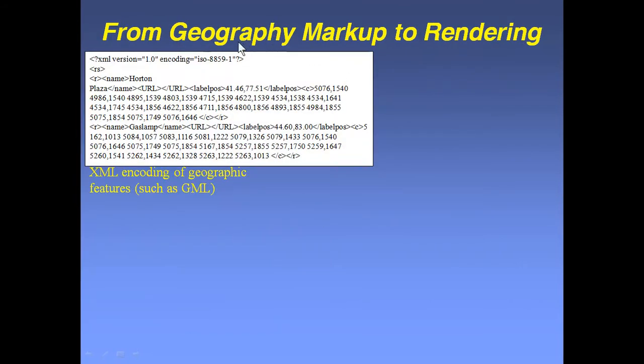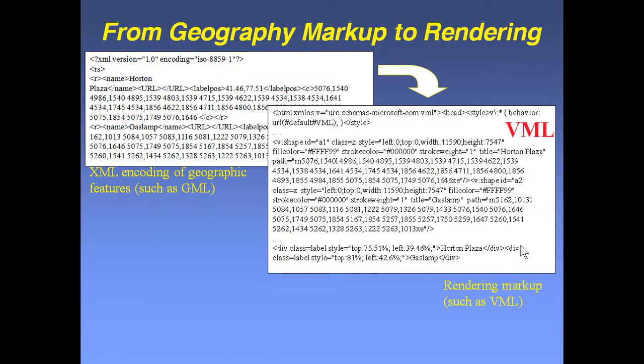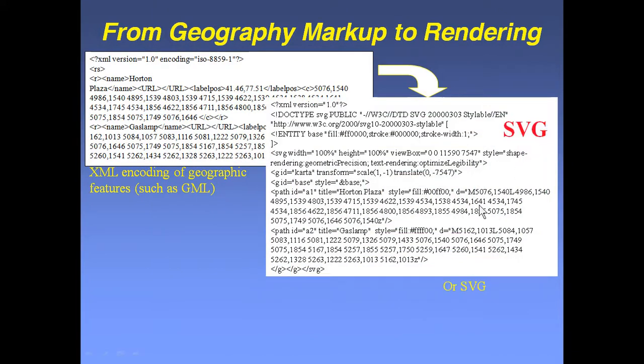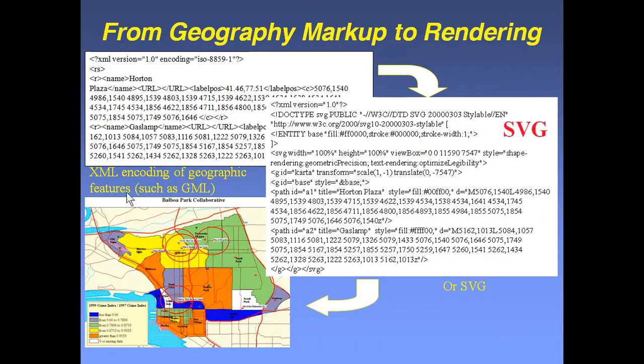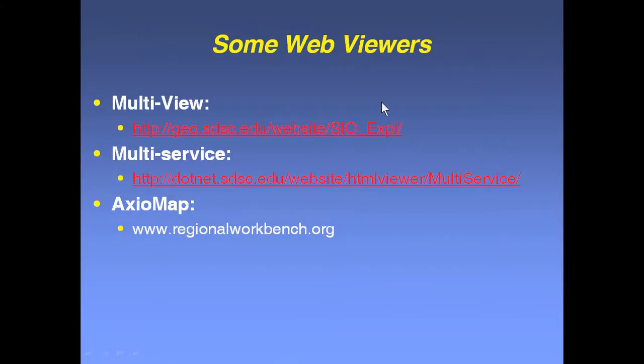From geography markup to rendering, this is XML encoding of geographic features such as GML. Then this is VML, this is SVG, and this is how they are combined together. There are some web viewers like MultiView, MultiService, Axio Map.